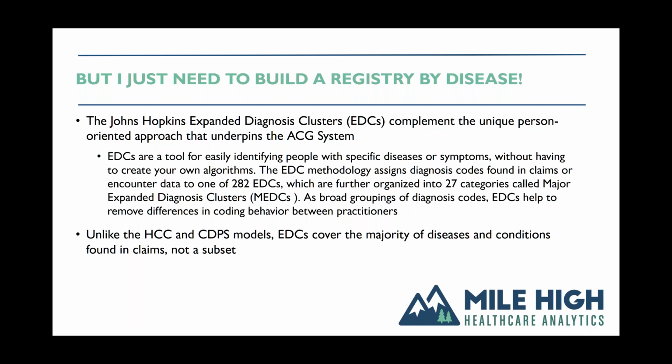You have chronic illness, acute illness, and a whole range of other things, and they can be represented through the EDCs, and that can be used to create a registry if you just need to know who's got what disease and so forth. And the beauty of that is that you can then combine it with the ACG-derived morbidity scores or the RxMG-derived morbidity scores and get insight into how sick the people are in a particular registry.